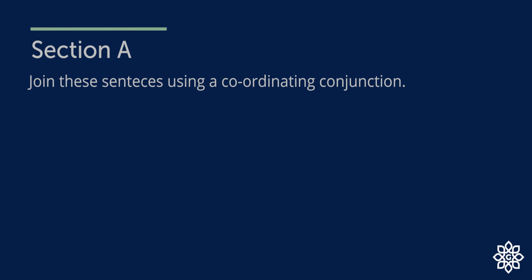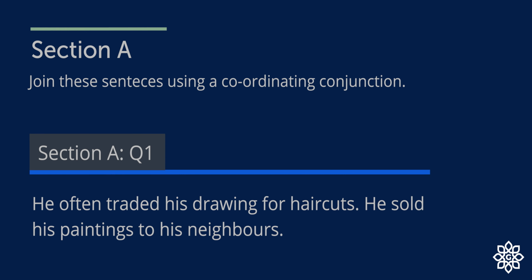So there are 8 questions. I'll do 5 of them and the remaining you have to do on your own. Join the sentences using coordinating conjunction. Question number 1. He often traded his drawing for haircuts. He sold his painting to his neighbors. This sentence can be rewritten with the conjunction and. So it can be rewritten as he often traded his drawings for haircuts and sold his paintings to his neighbors.